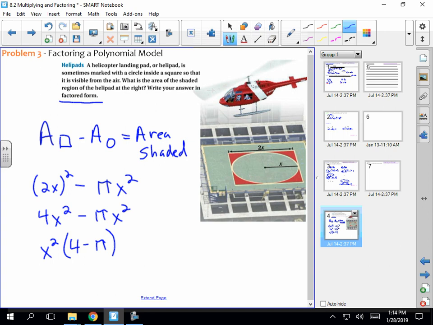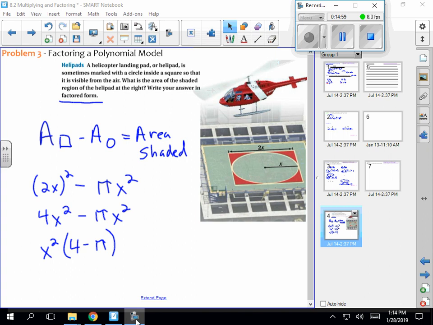You could argue. Are those pi symbols? No, those are n's. N is a variable.